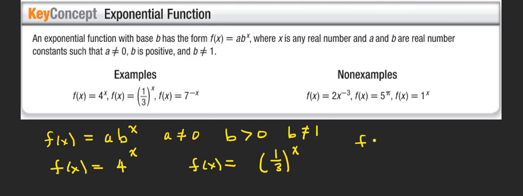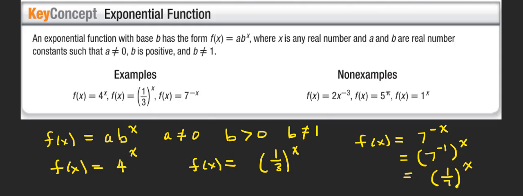Also, f of x equals 7 to the negative x is an exponential function. If you think about it, this is the same thing as 7 to the negative 1, to the x. When there's an exponent next to each other, you can multiply them, so you get negative x. And what is 7 to the negative 1? You get 1 over 7. 7 to the negative 1 is the same thing as 1 over 7, to the x.